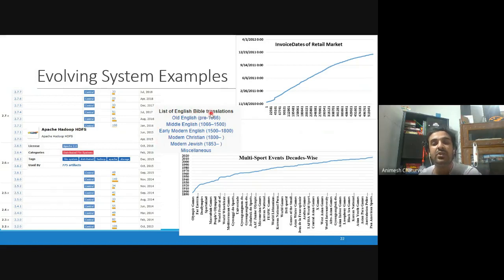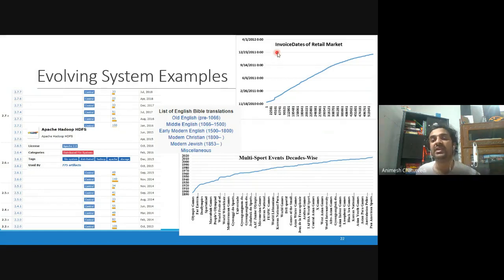Thereafter, a list of English Bible translations is provided from prehistory to 1066, then 1000 to 1500 as Middle English. Then Modern English is from 1500 to 1800. This type of translation list and information was provided on some Wikipedia page or somewhere else. So modern Christians from 1800 to the present, modern Jews from 1800 to 53, and some miscellaneous.